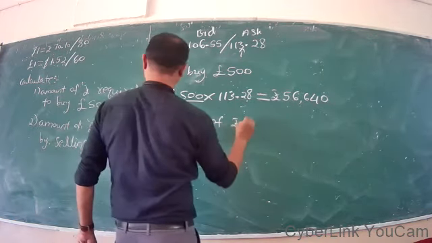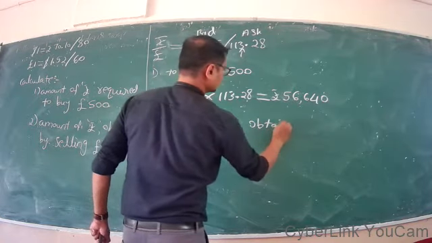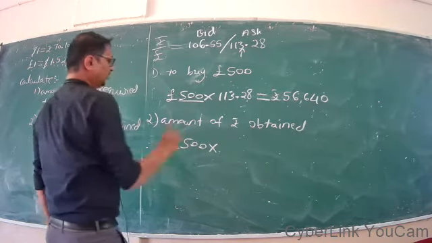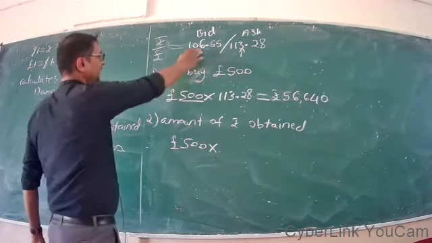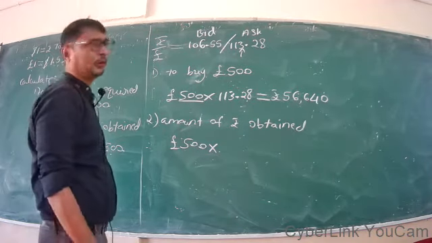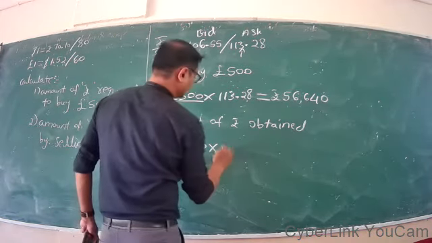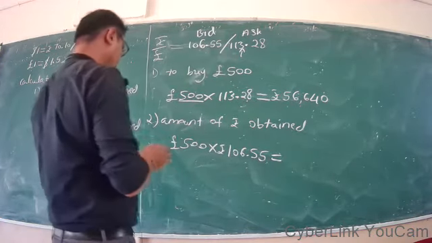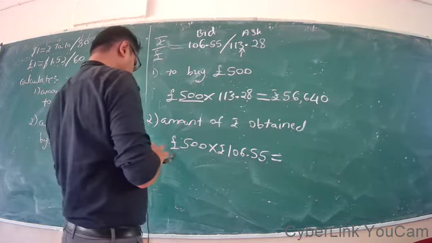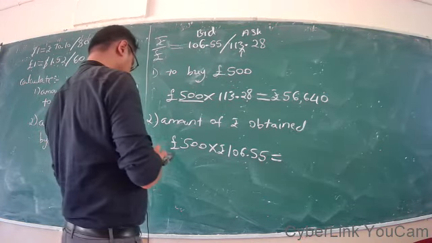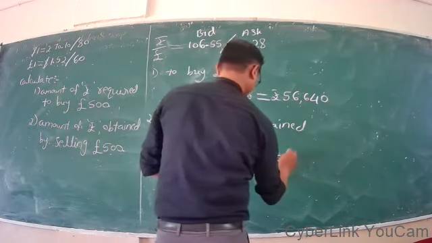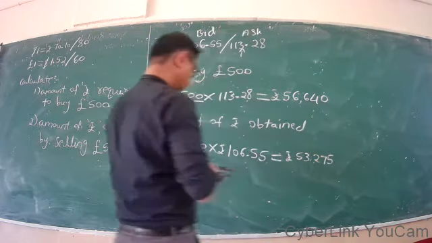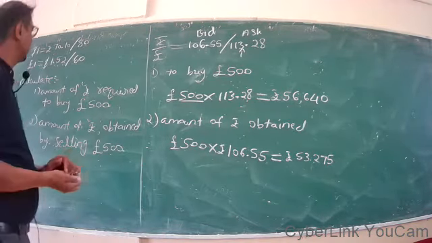Now, the amount of rupee obtained by selling 500 sterling pound. If we are selling 500 sterling, the market is buying from us at this rate, 106.55 rupee per sterling pound. So rupee 106.55. So how much do we obtain by selling 500 sterling pound? Rupees 53,275 is obtained. That's how we solved this problem.